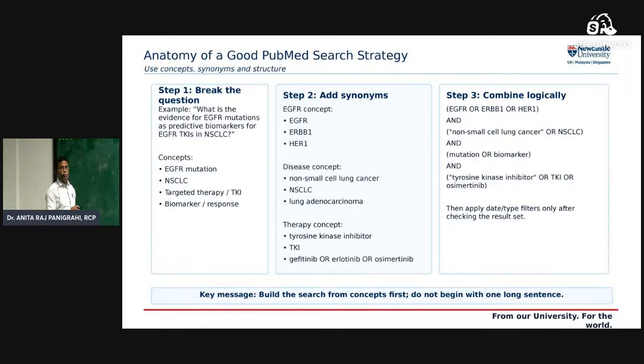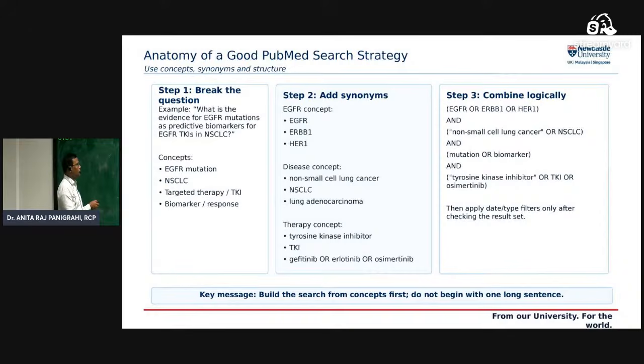Previously, I told you that for each gene there are synonyms. So EGFR you have to divide into EGFR, ERBB1, HER1, because all these are one and the same. Then the disease concept: some people will call it non-small cell lung cancer, some call it NSCLC, some call it lung adenocarcinoma, but all these are one and the same. Then the therapy concept: some people will call it a tyrosine kinase inhibitor, some a TKI, and some will give the specific drug name, but all these are one and the same.